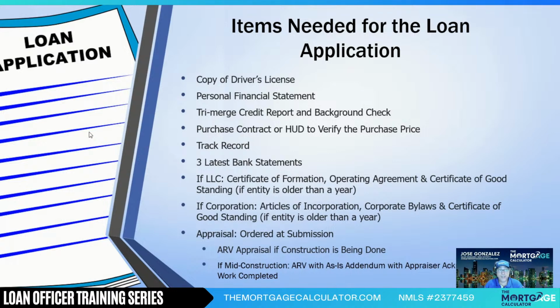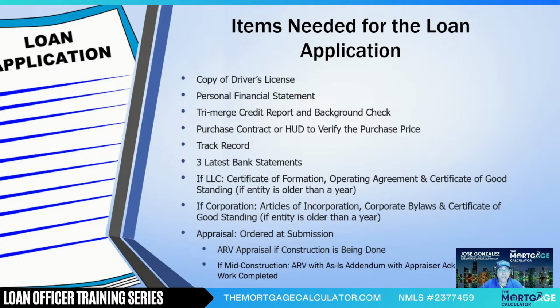A purchase contract or HUD to verify the purchase price. Your track record, which is going to be on an Excel spreadsheet. The 3 latest bank statements, and if an LLC, you need your LLC docs: certificate of formation, operating agreement, certificate of good standing, and, not mentioned here, the EIN letter you get from the IRS. If a corporation, it's pretty similar, just different names: articles of incorporation, corporate bylaws, certificate of good standing, and also the EIN letter from the IRS.